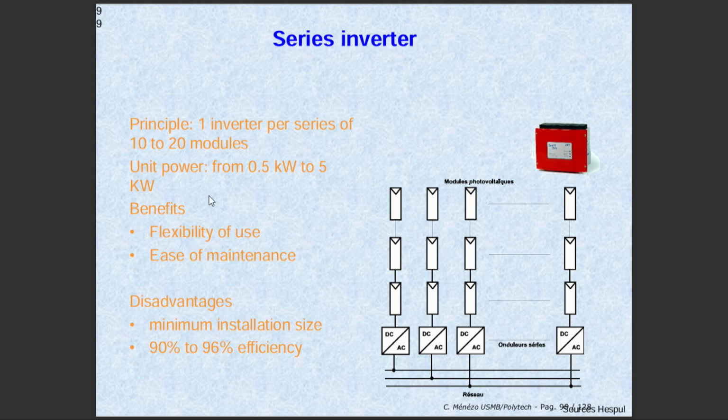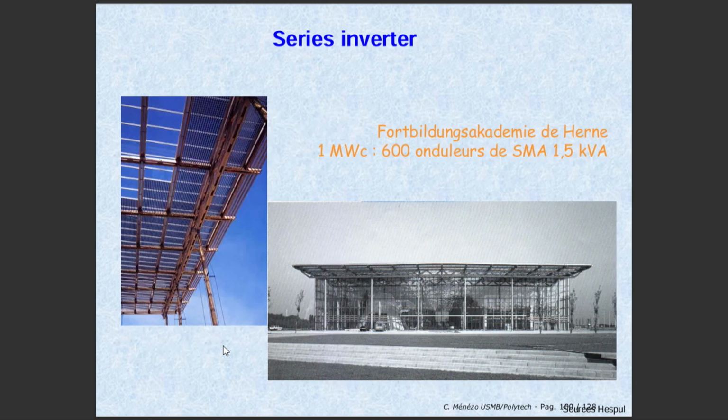As I told, the gain is the flexibility, easy maintenance, and of course you have also some disadvantage that you are losing each time you are converting, so you are losing a bit more also because you are multiplying the inverter. An example here also in Germany, for the same power, so 1 megawatt peak, you have 600 inverters of each 1.5 kilowatt hour.